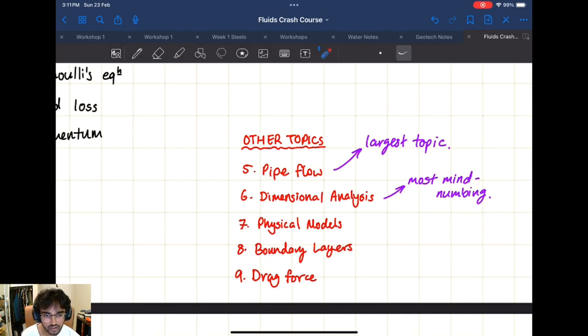So we've got pipe flow, which is the largest topic, dimensional analysis, which is the most mind-numbing one because it's mainly a bit of math and a bunch of algebra, and physical models, which actually uses dimensional analysis, but it's pretty easy. And then these two, boundary layers and drag force, are pretty small topics as well.